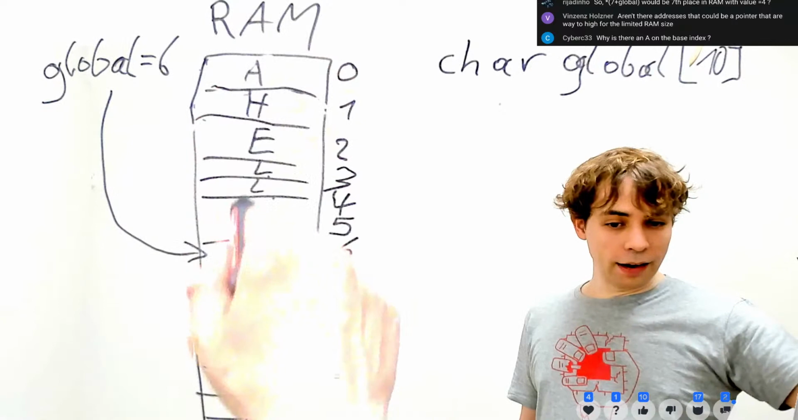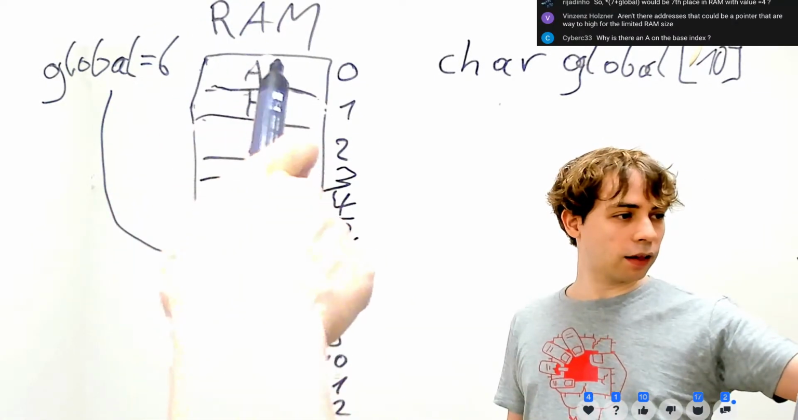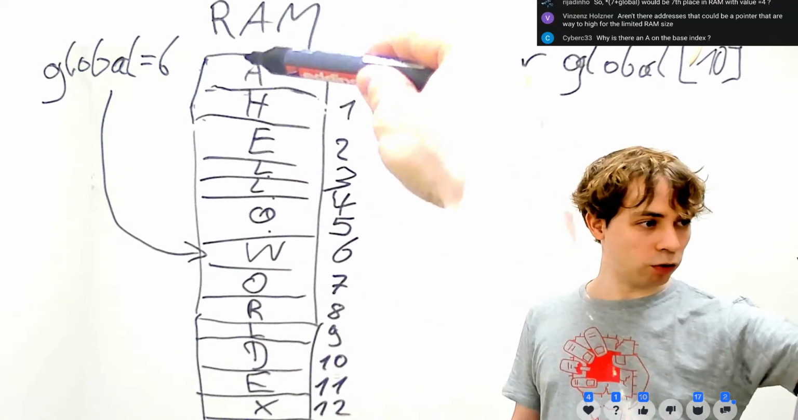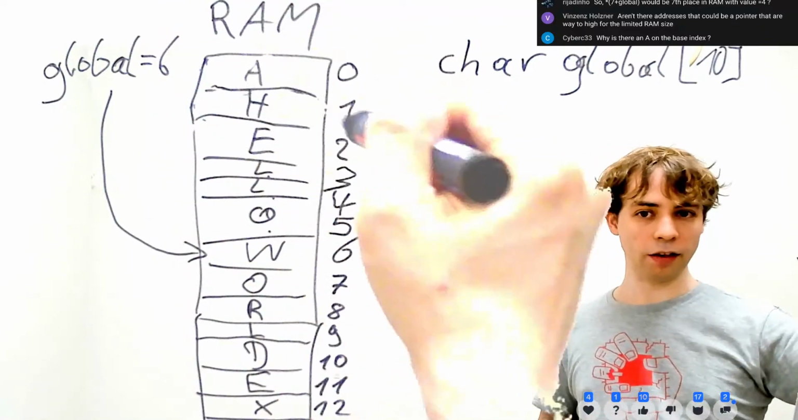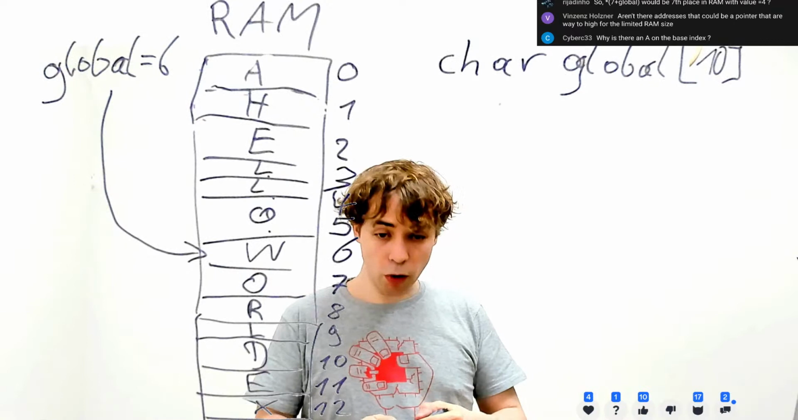So this is just the data that I store in RAM. Why is there an A on the base index? That's the data that I write into the RAM. If I would look into the chip, that is what is stored in this RAM in this example, because I probably previously wrote it there.